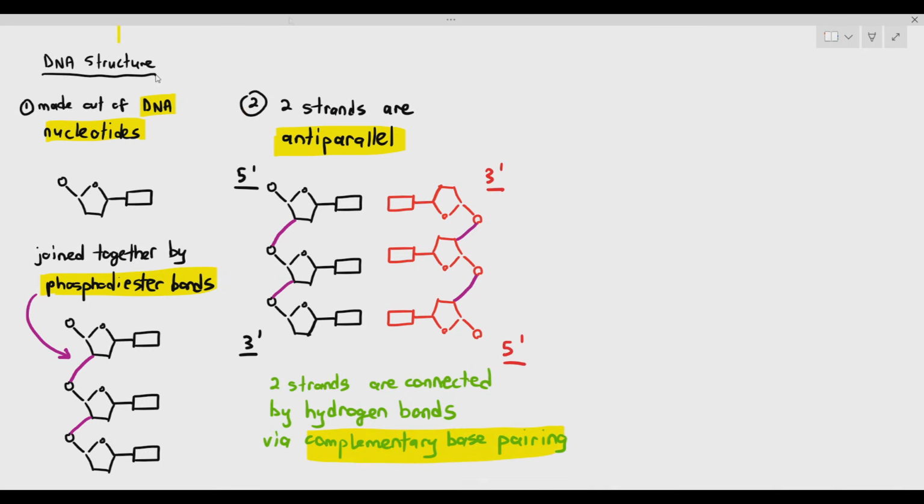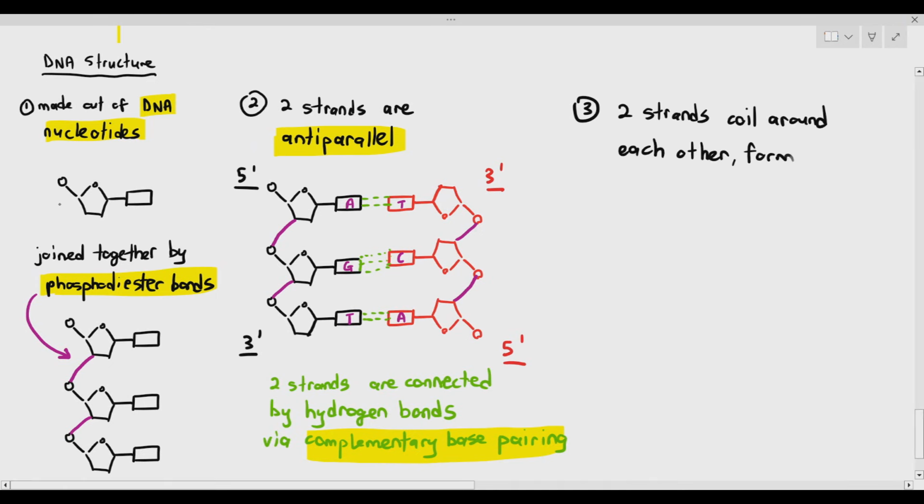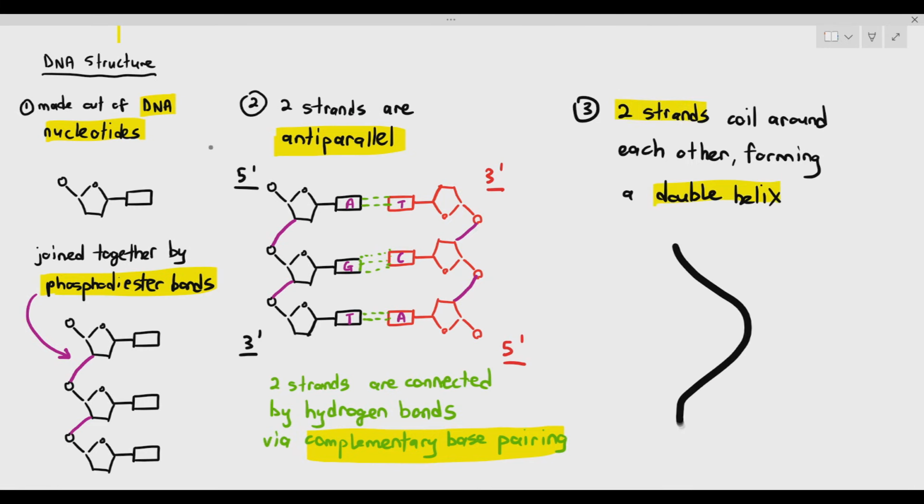For example, if one side has A, the other side will have T; one side has G, the other side has C; one side has T, the other side has A. And they form hydrogen bonds with each other. I'm so sorry, my G and C are at a bit of an angle, just forgive me for that. The third thing that we must also know is that the two strands coil around each other, forming a double helix. This is in summary the structure of DNA.